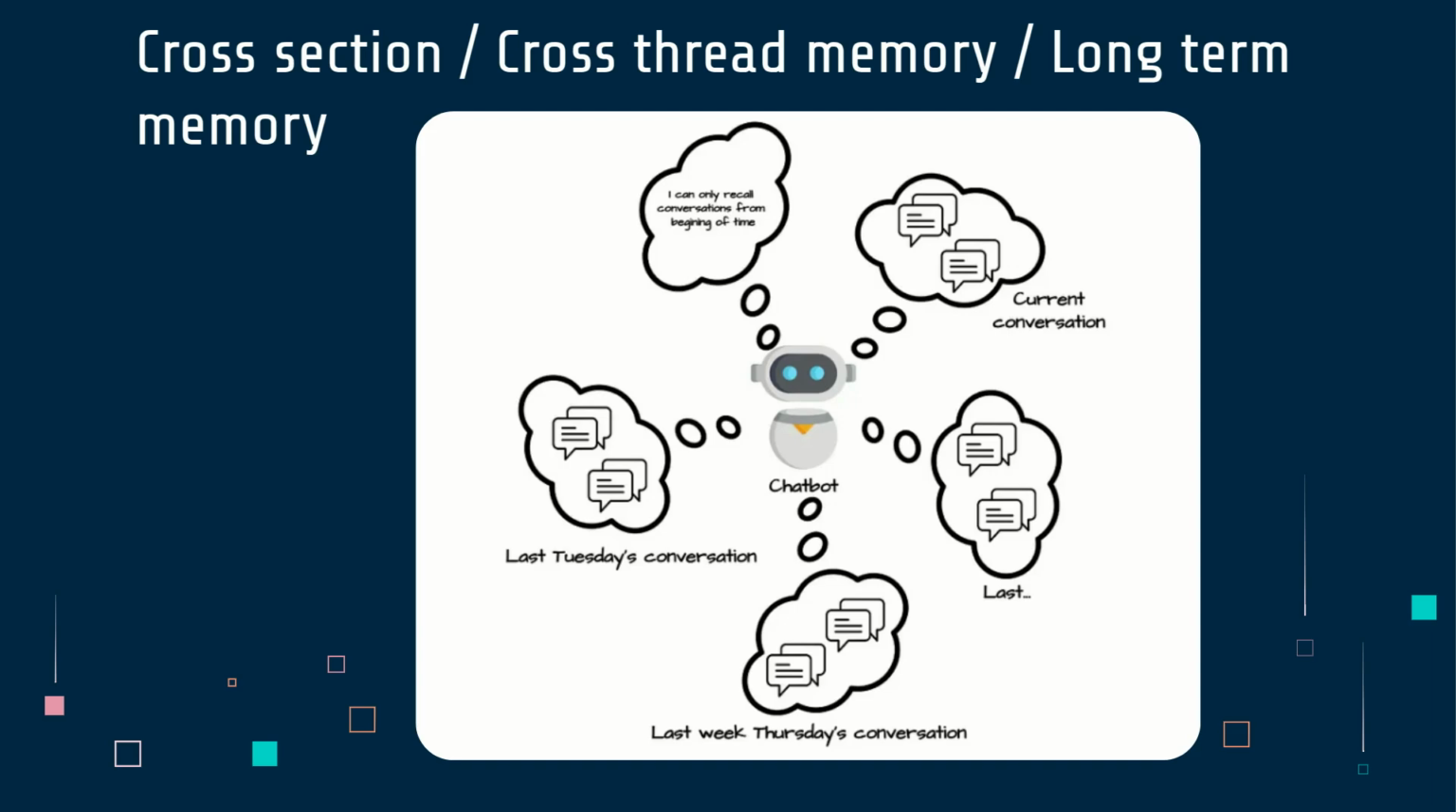So it can recall information from Thursday's conversation, last week's Thursday conversation, last week Tuesday's conversation. You can recall all that information along with the current information. So that's a long-term memory, right? In long-term memory, you don't store all the conversations.